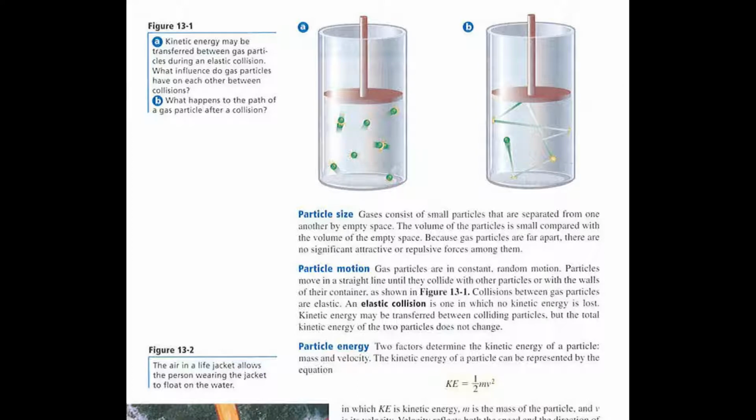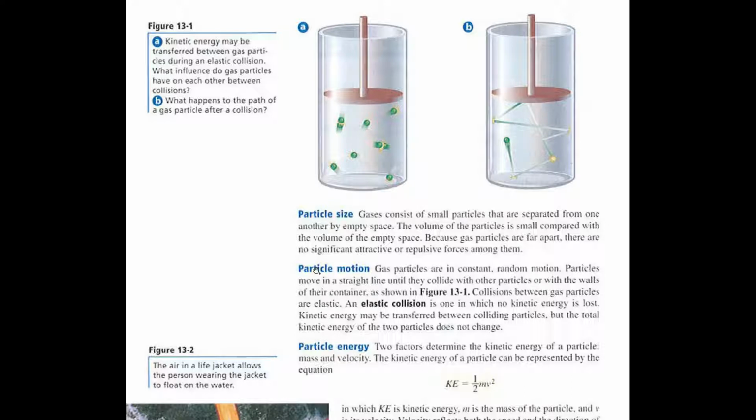We assume that there's particle size, particle motion, and particle energy. Gases consist of small particles that are separated from one another by empty space. The volume of the particles is small compared with the volume of the empty space. And because gas particles are far apart, there are no significant attractive or repulsive forces among them. So that's one of the assumptions we're making. There's actually quite a bit of information in there, but we're assuming all of that is true. That when these guys are flying around, they don't really interact with the other ones unless they happen to hit each other. But they probably won't because they're so far apart.